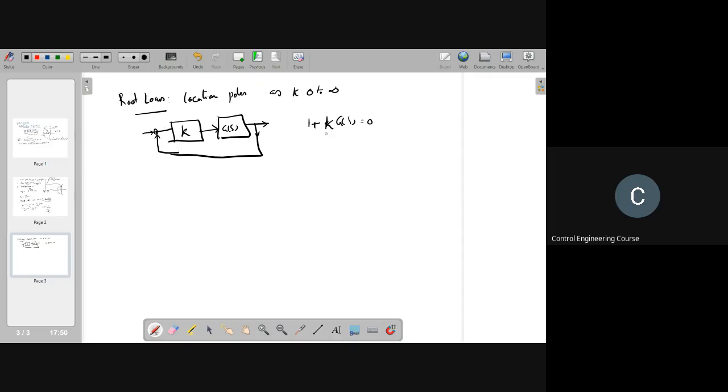That means the roots of this equation change. So that's the reason your root locus gives you the location of the poles for each k value, right?